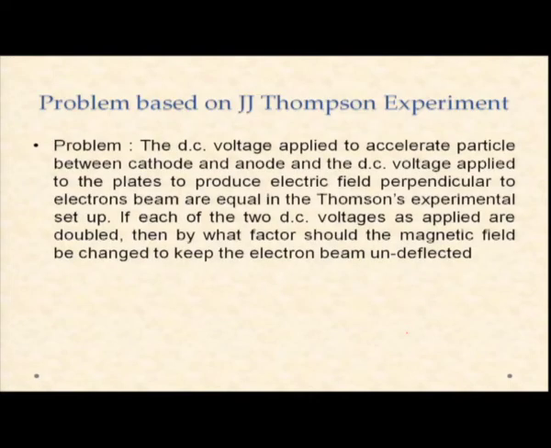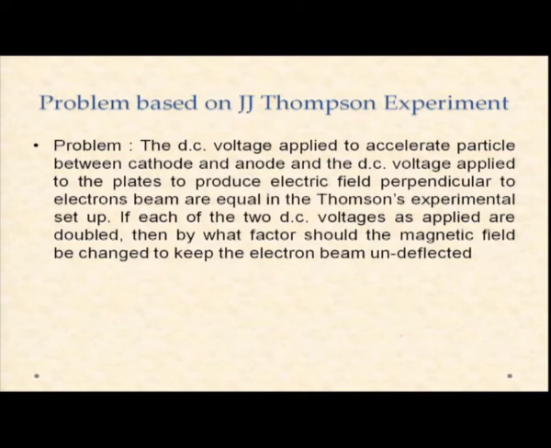Now we will do a problem based on this Thomson's parabola method. The problem is: the DC voltage applied to accelerate the particle between cathode and anode, and the DC voltage applied to the plates to produce an electric field perpendicular to the electron beam, are equal in Thomson's experimental setup. If each of the two DC voltages applied is doubled, then by what factor should the magnetic field be changed to keep the electron beam undeflected? That is the question based on Thomson's parabola method.